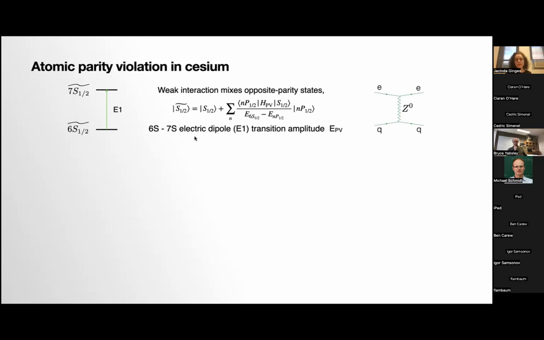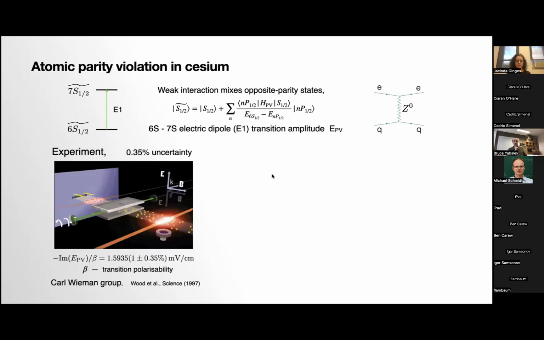And in these measurements, in the best measurement for cesium, they've measured the 6s to 7s electric dipole transition amplitude. So they drive this amplitude between these two states. Ordinarily, you can't have an electric dipole transition amplitude between same parity states, but due to the parity violating contribution, the admixture of opposite parity states, then you can proceed with an electric dipole transition. So this amplitude, EPV, is the parity violating amplitude from 6s, in this case from 6s to 7s in cesium.